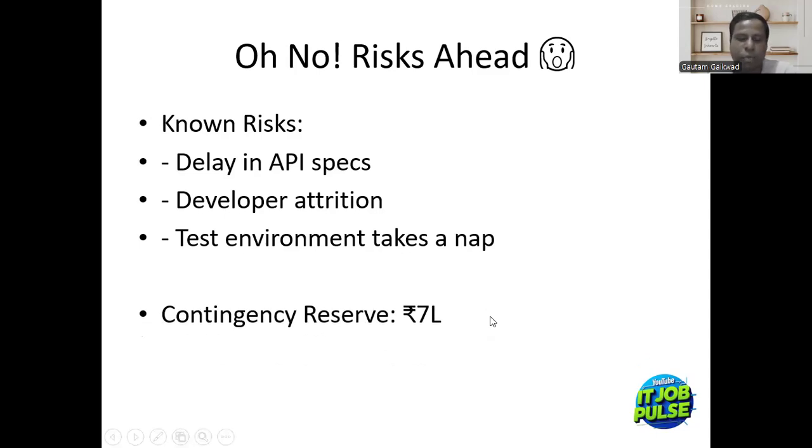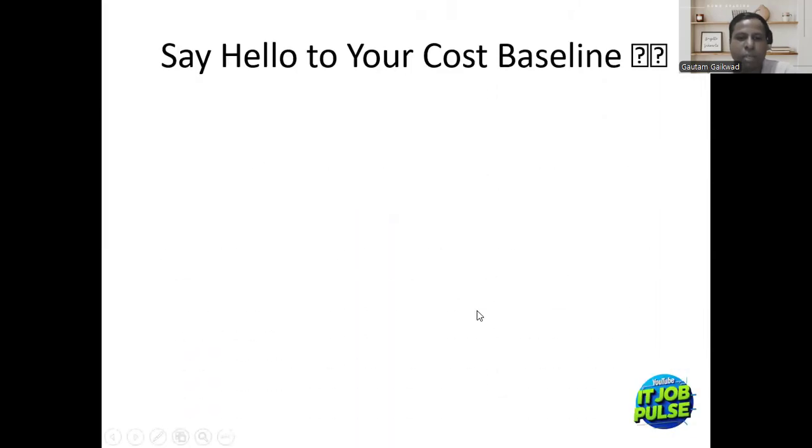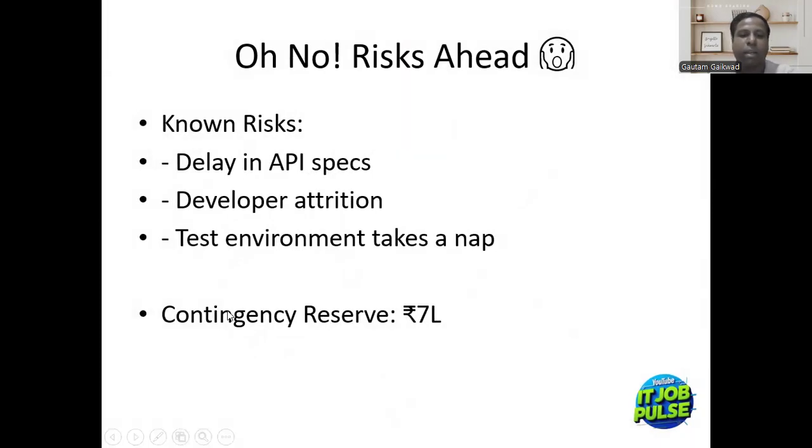Contingency reserve is equal to 7 lakh. So we'll understand what contingency is. This is nothing but planned risk, which is the contingency reserve, and that is coming to 7 lakh.